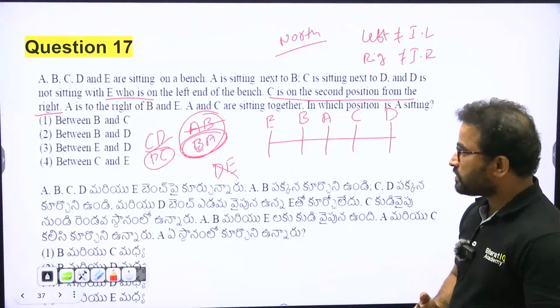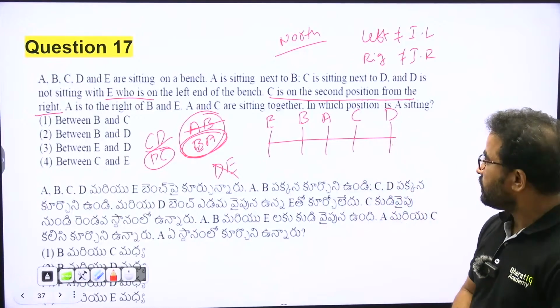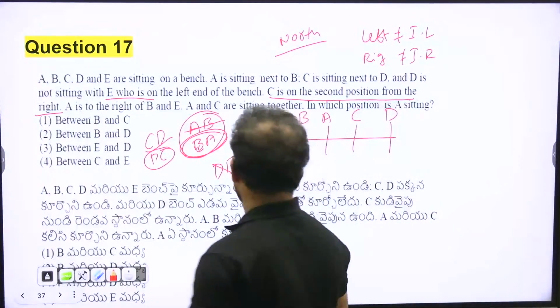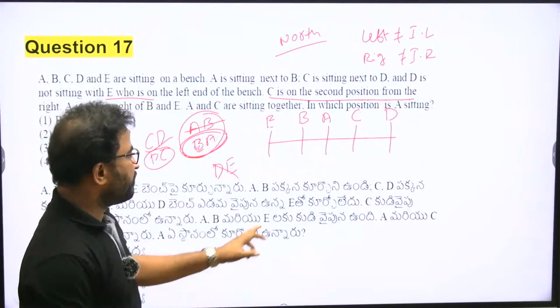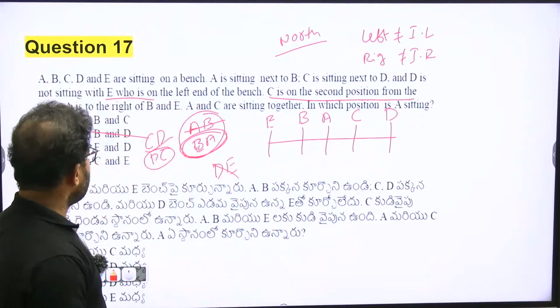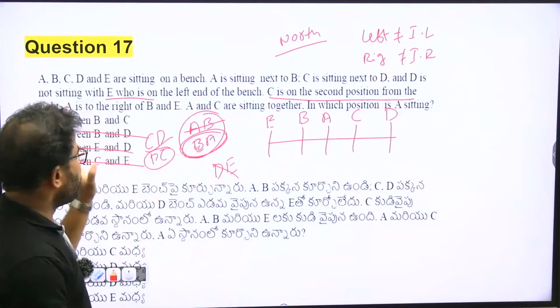Now the question is asking: A and C are sitting together. A and C are sitting together. In which position is A sitting? Look at this one. There is a possibility of B and C. So B and C is correct. B and D is wrong, and C and E is also wrong here. So directly you can check with the help of options.